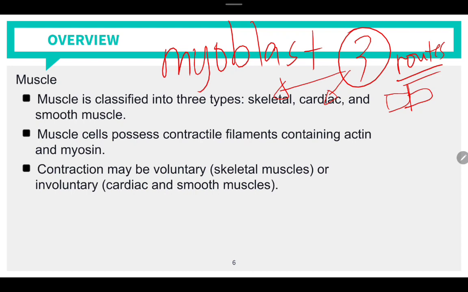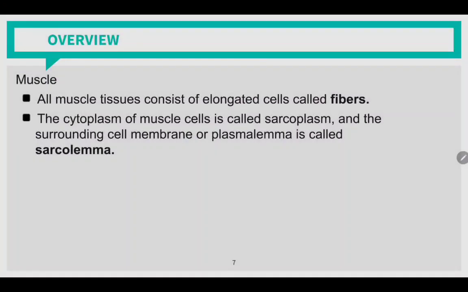Muscle cells possess contractile filaments containing actin and myosin. If you remember our first Histo lecture topic on the structure of the cytoskeleton, we have filaments there, the intermediate filaments, and in the muscle they contain actin and myosin. That's why your muscle can be voluntary or involuntary. Contraction may be voluntary, such as skeletal muscles, or involuntary, such as cardiac muscle and smooth muscles.